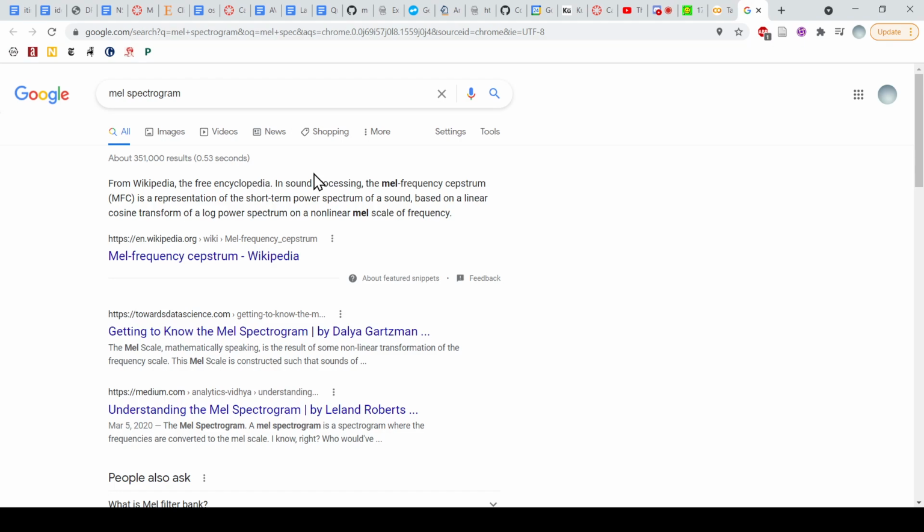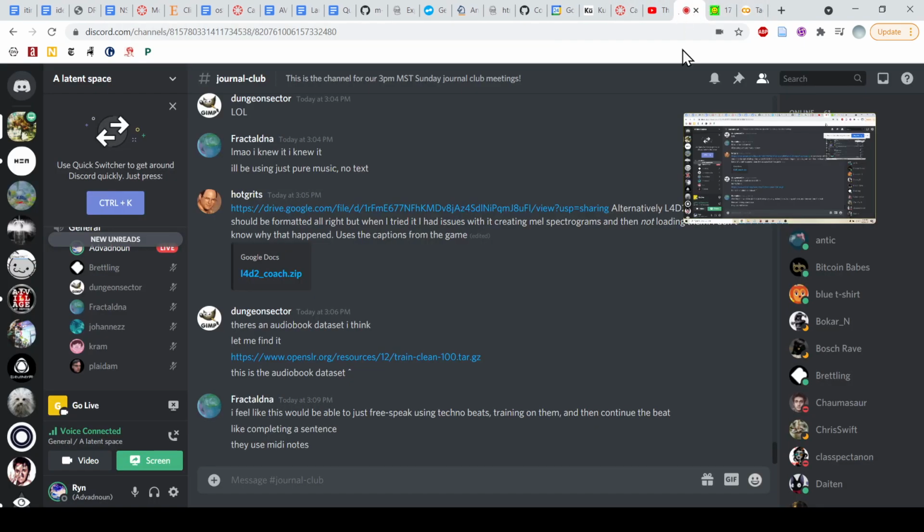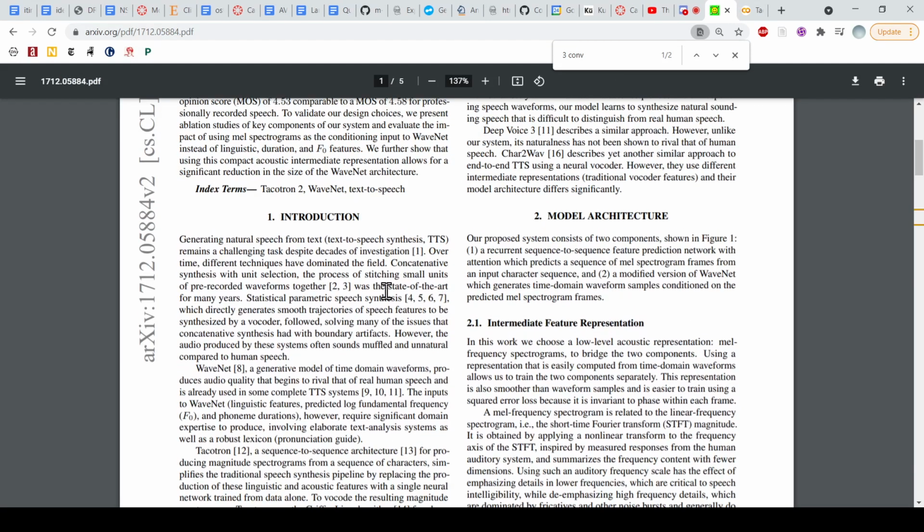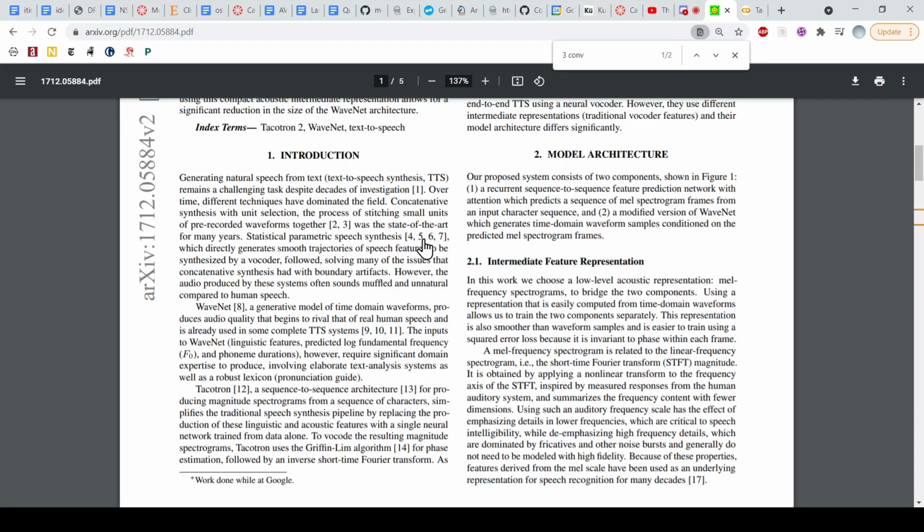It's a representation of a sound in terms of frequency. That's all I think I need to get from that. WaveNet is a generative model of time domain waveforms, produces audio quality, and so on. The inputs of WaveNet, however, require significant domain expertise. So Tacotron replaces some of these domain expertise related systems and makes it end to end, so you don't need to know much about speech in order to use it. You can just know about neural networks.